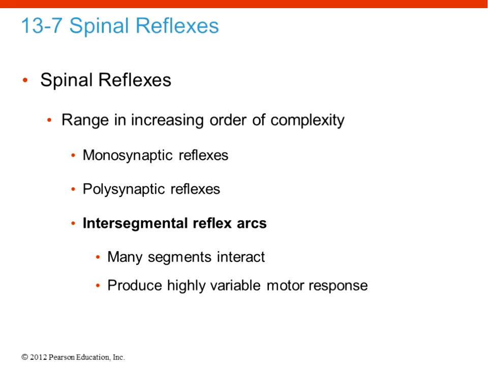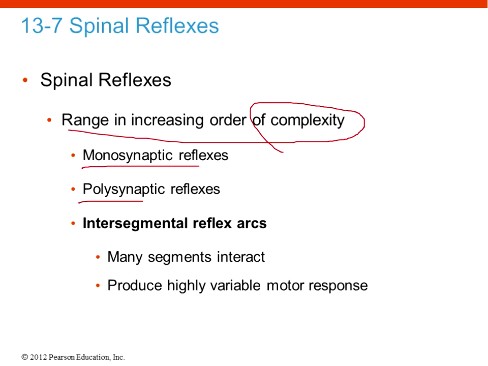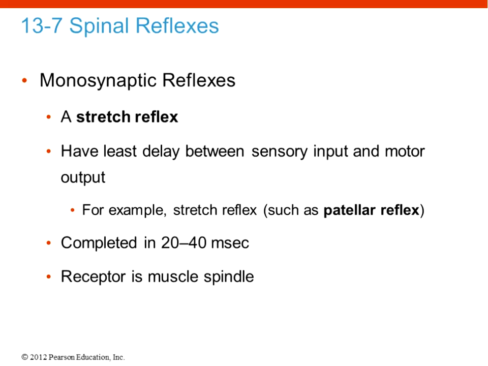All right, so as I said, I want to spend a little bit more time talking about the different types of spinal reflexes, which can range based on complexity. We have very simple reflexes, and we can have more complex reflexes. Monosynaptic reflexes are the more basic ones. Polysynaptic reflexes are more complex. And monosynaptic reflexes have the least delay between sensory input and motor output, for when you need something to happen very, very quickly.